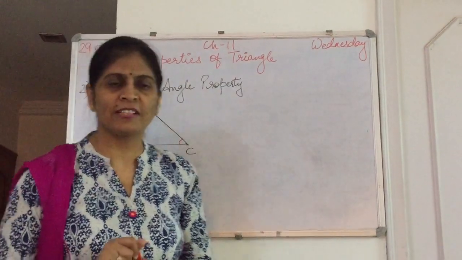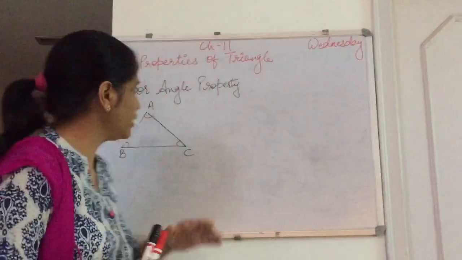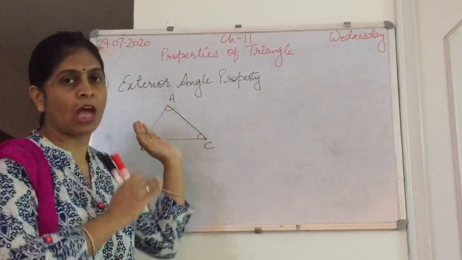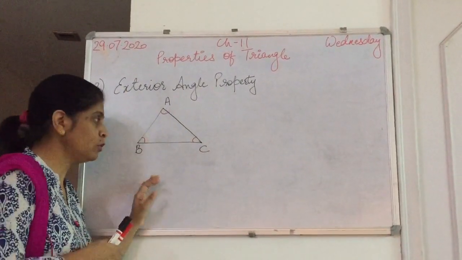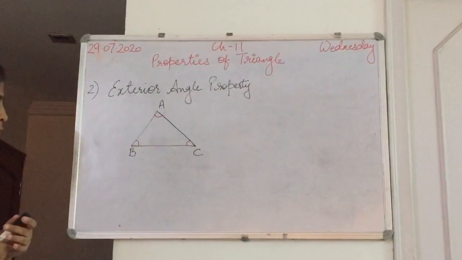Okay students, now let's discuss the second property on the basis of angles, which is the exterior angle property. Now exterior means which is outside. Outside of what? We are talking about a triangle, so we have to talk about the triangle only. Now this is the exterior angle property.